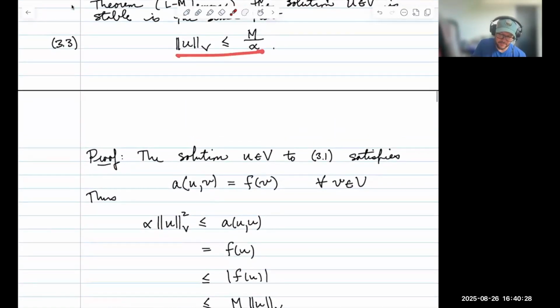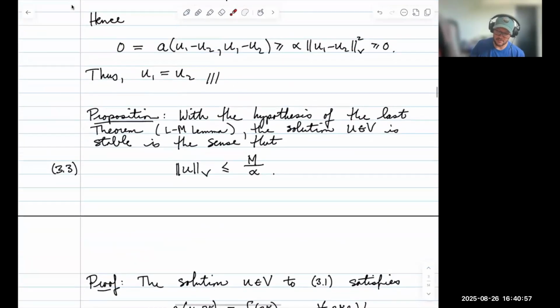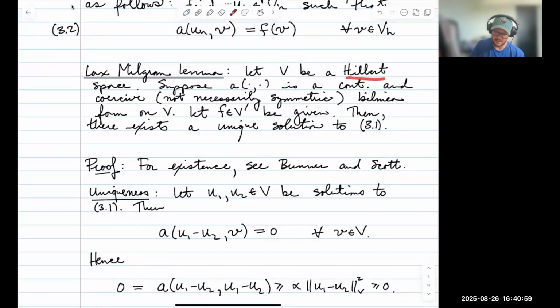Okay, so how do we prove the statement 3.3? Well, the solution U of V to 3.1, remember we just said it exists and is unique, so it has to satisfy that. There's one and only one thing that does that. Now, let's put U in as a test function. Are we allowed to do that? Yes, you're allowed to do that because U is in V and the test functions are also in the space V. At this point, we're assuming that V is a Hilbert space because we need it to be Hilbert in order to use the Lax-Milgram lemma.